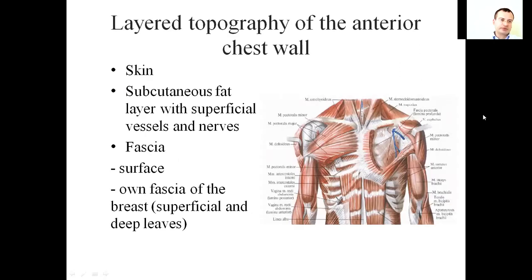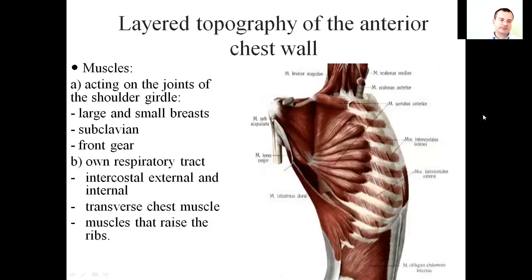Layer topography of the anterior chest wall. The skin, subcutaneous fat, a layer with superficial vessels and nerves, superficial fascia and proper fascia of the breast, superficial and deep leaves. Muscles acting on the joints of the shoulder girdle, pectoralis major and minor. Subclavius and serratus anterior, respiratory muscles, intercostal external and internal, transversus thoracis muscle, and muscles that raise the ribs.